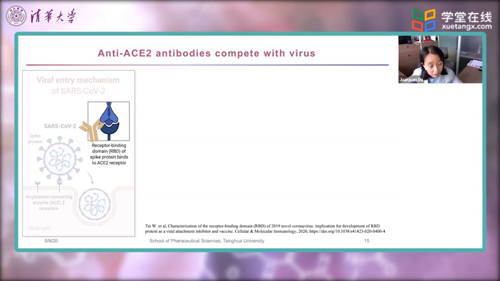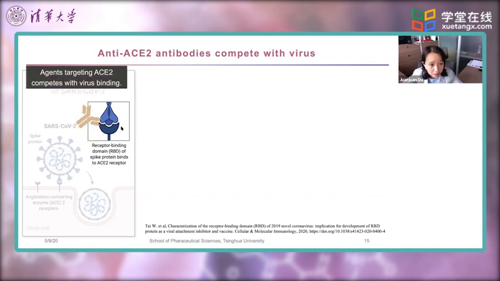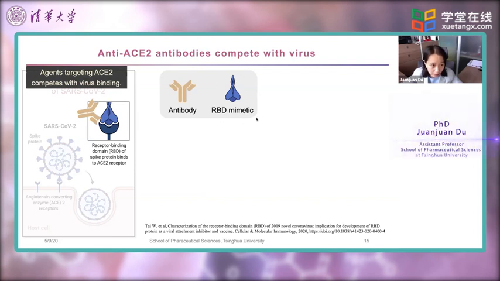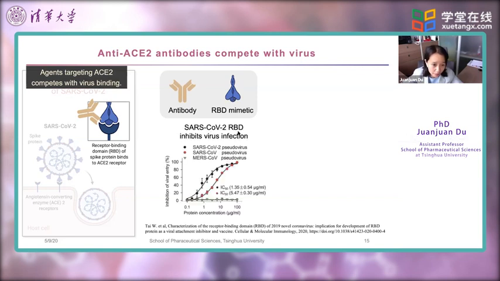So far we just targeted the S protein of this virus. Now I have another question. There are two binding partners, the S protein and the ACE2 receptor. Can we target the ACE2 receptor to compete with the virus binding? These kinds of agents can be an antibody or an RBD mimetic. Actually there are publications on these. For example, this is SARS-CoV-2 RBD, which can inhibit the virus infection.